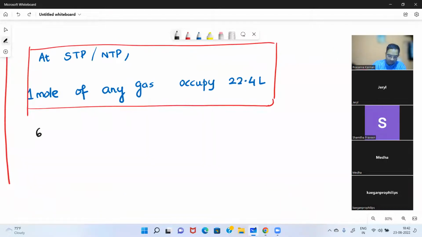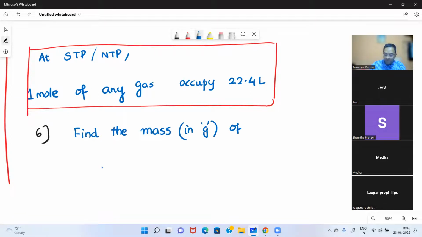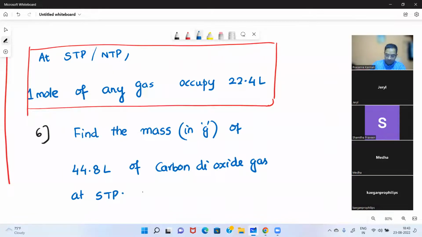Okay, let's do the 6th question now. Find the mass in grams of 44.8 liters of carbon dioxide gas at STP. Also find the number of molecules of carbon dioxide.